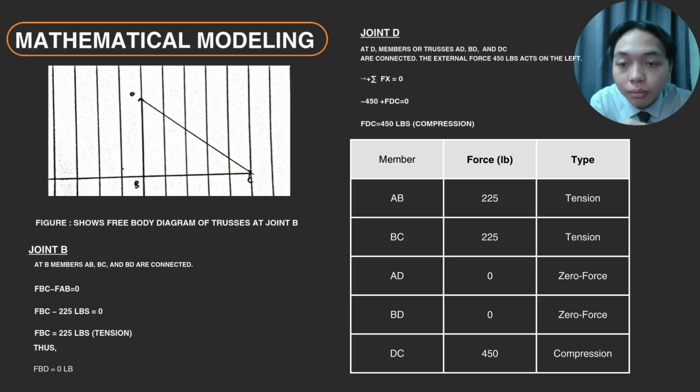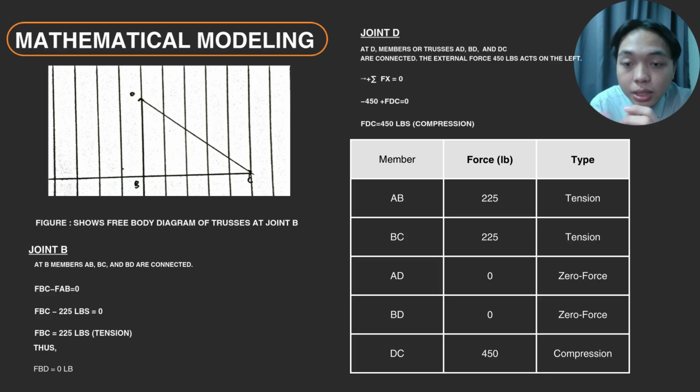At joint B, the members are AB, BC, and BD, which are connected. And then as per the equation of the calculations, FBC minus FAB would be 0. But as we are trying to find, FAB also has its own value, which is 225 pounds, as we calculated before.